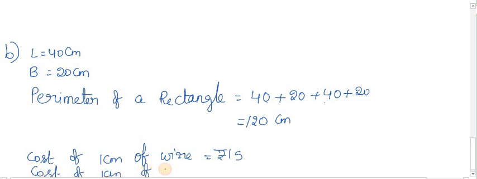Cost of 1 centimeter of wire, 120 centimeters of wire is equal to 120 into 15. We already did it, so that is the reason I wrote it directly. Nothing but 1800 rupees.